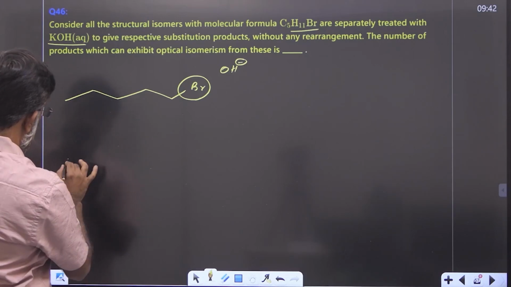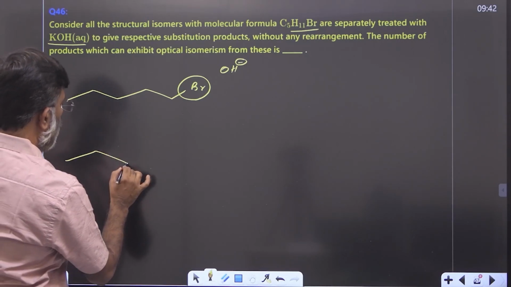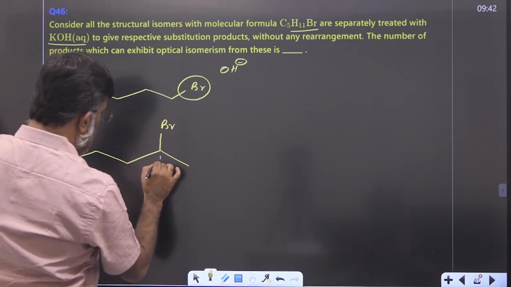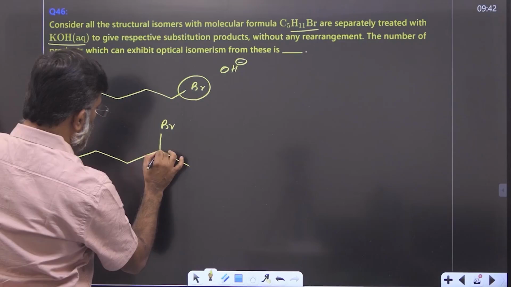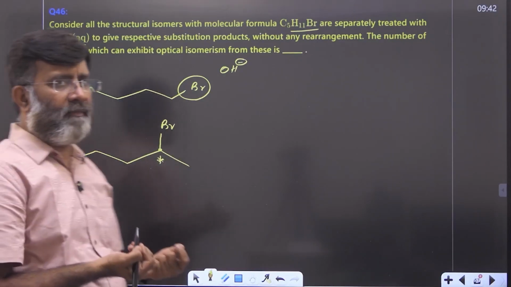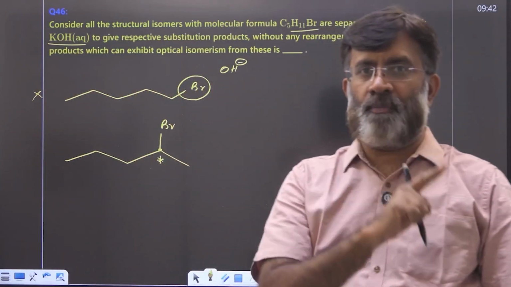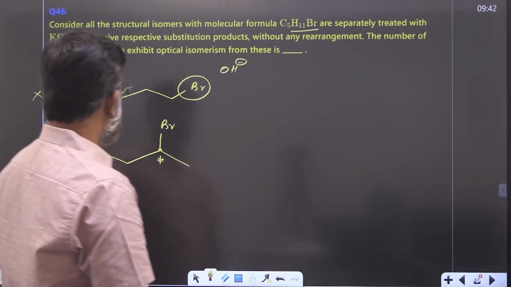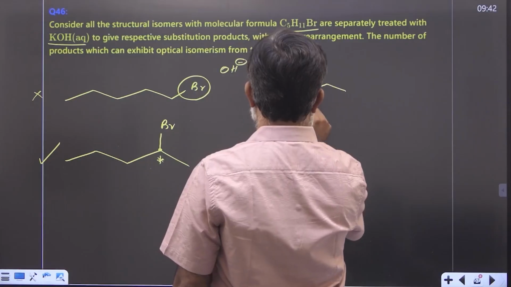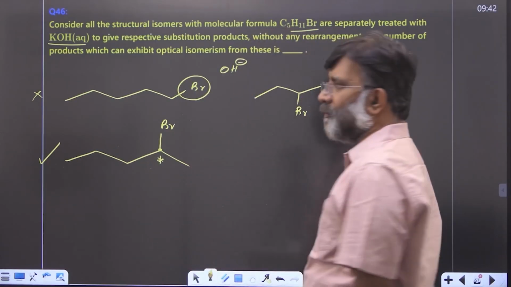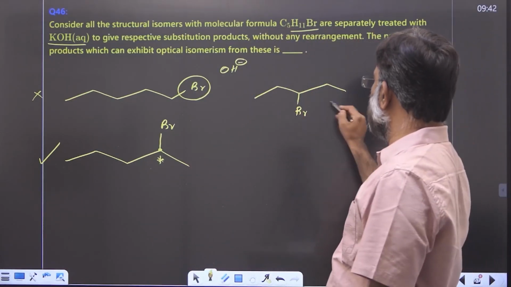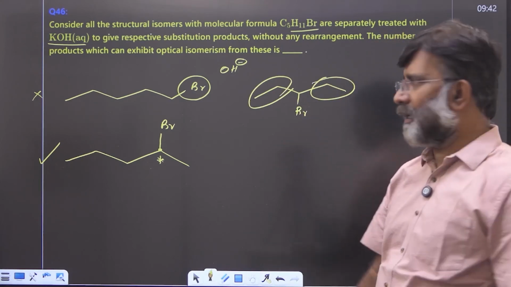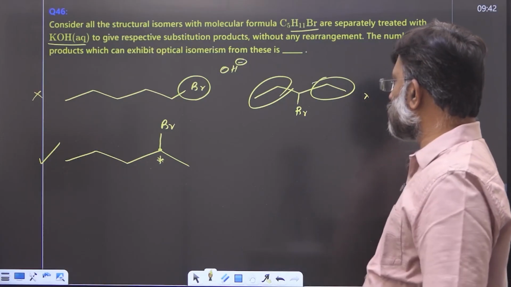But there can be a molecule like this. This is optically active as there is a chiral center. And when that bromine is replaced by OH, that will be optically active. So this is number 1 in our list. What about the next? This is another possibility, but that is not optically active, because these two groups are the same, so it is achiral, not optically active. This is not in our list.